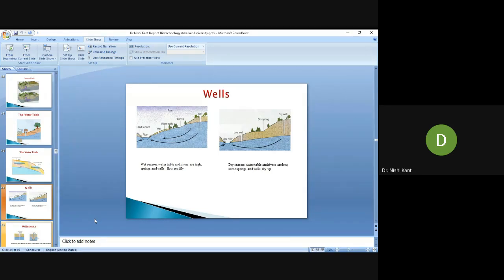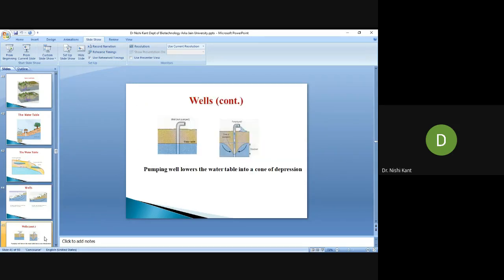The water table in an unconfined aquifer rises in a wet season and falls in dry seasons as water drains out of the saturated zone. This is the cone of depression, a depression of the water table formed around the well when water is pumped out. It is shaped like an inverted cone. Drawdown is the lowering of the water table near the pumped well.